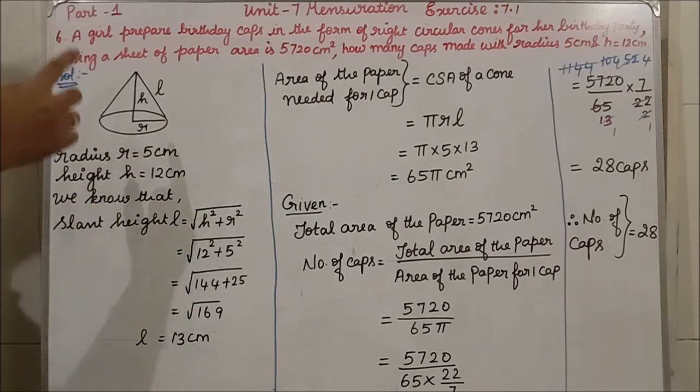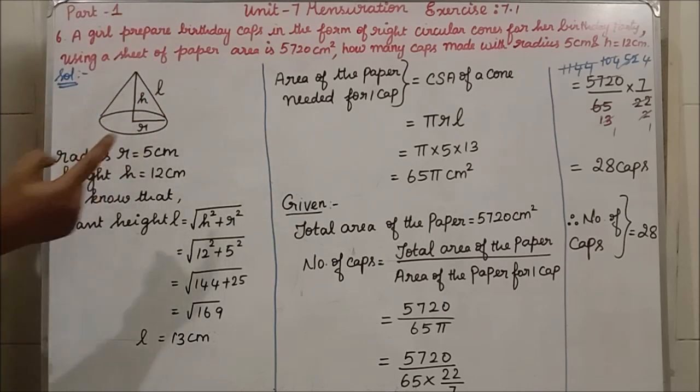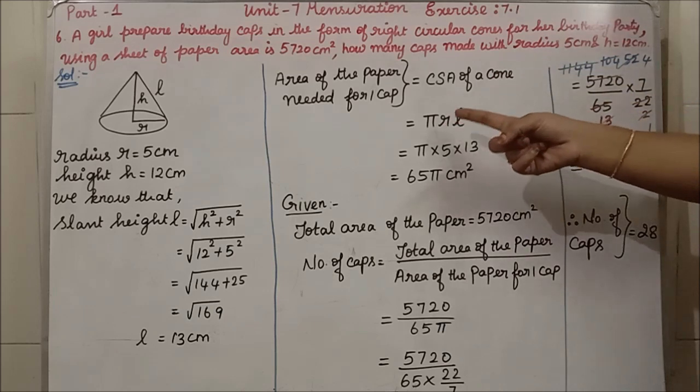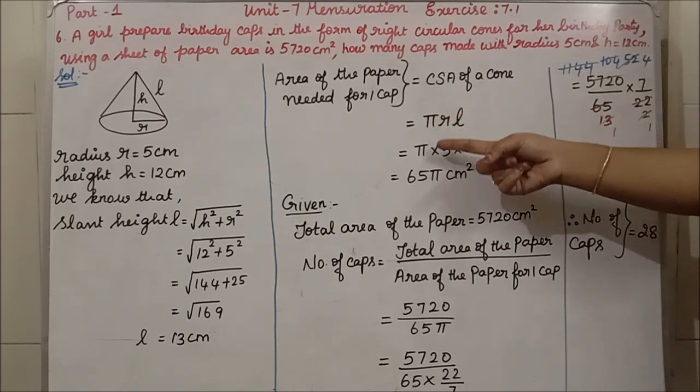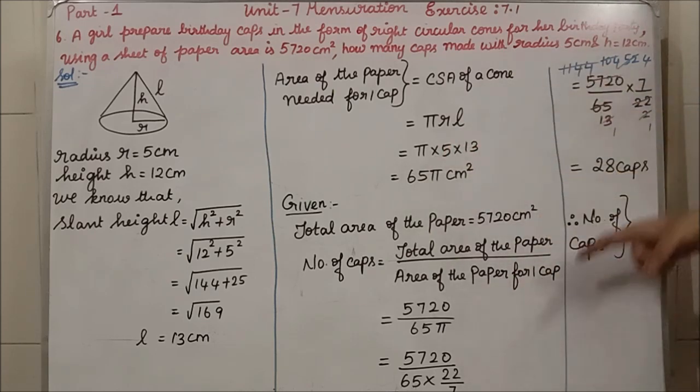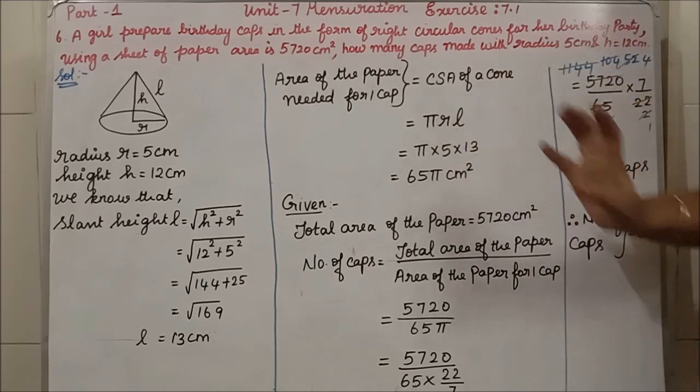The next, area of the paper needed for one cap. How much area she is going to take to make one cap, that first we are going to calculate. In what shape is she going to prepare it? She is going to prepare it in the shape of a cone. So we have to find the curved surface area of a cone. The formula is pi r L. Pi I am keeping as such. If you need, you can substitute the value here also. But I am substituting it finally, so that you will not get confused here. Pi I am writing as such.